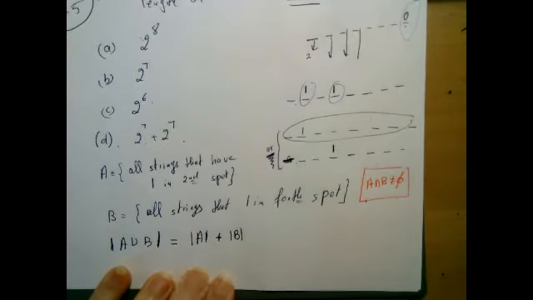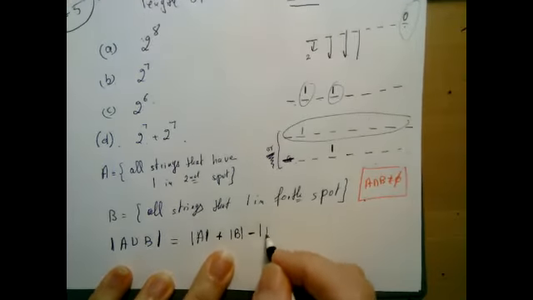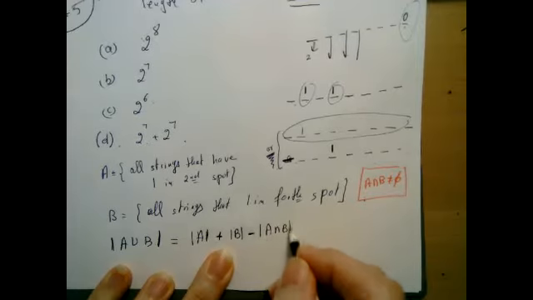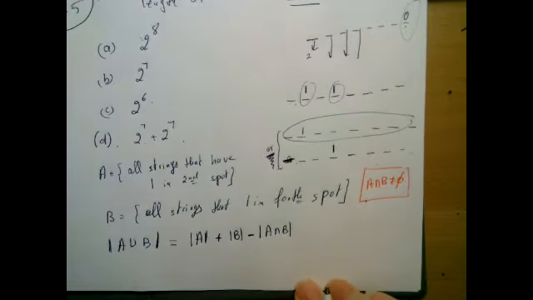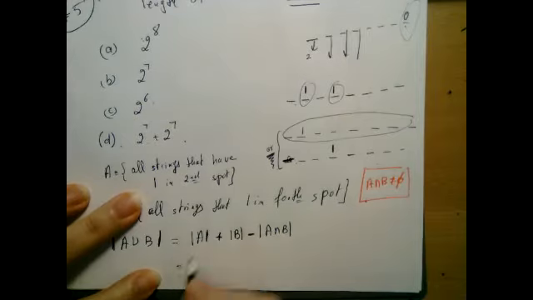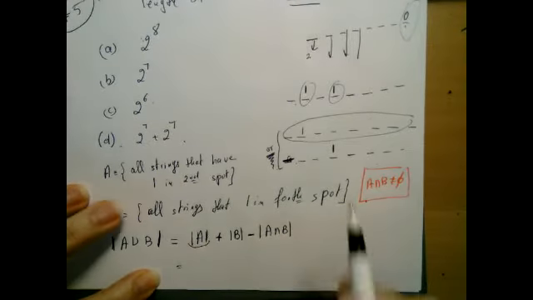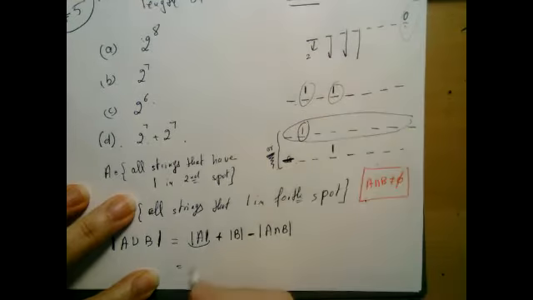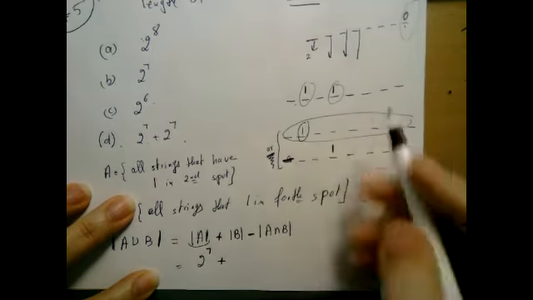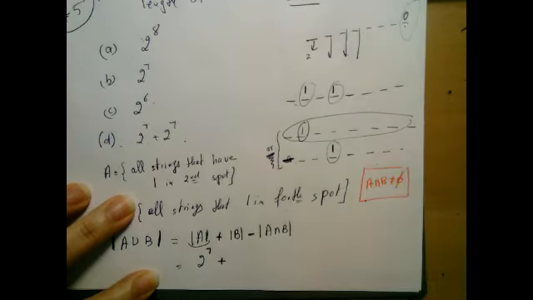So to be able to do that, I have to take away what's in common. Otherwise, I will be counting it twice. That's really what you have to be careful with. So now, how many in A? That's easy. A is all the strings that have 1 in the second spot. That's 2 to the 7. Plus, B are those that have a 1 in the fourth spot. That's 2 to the 7.